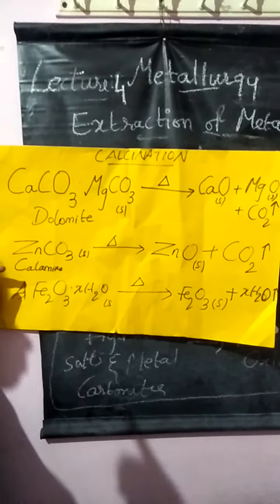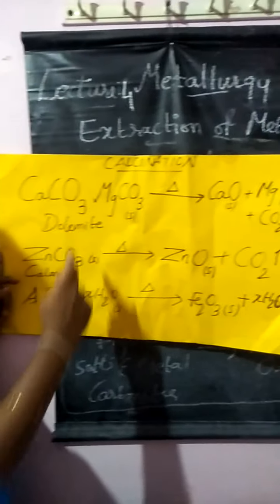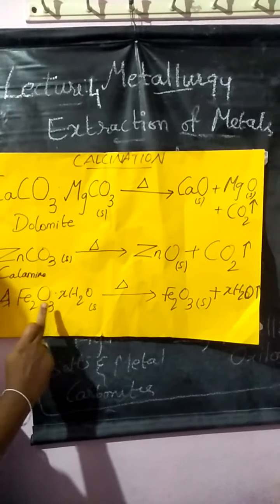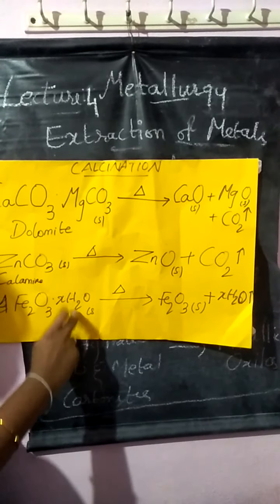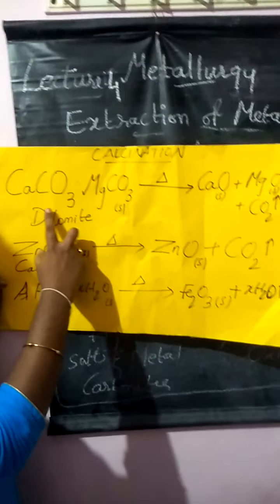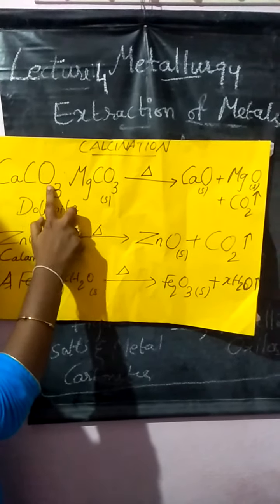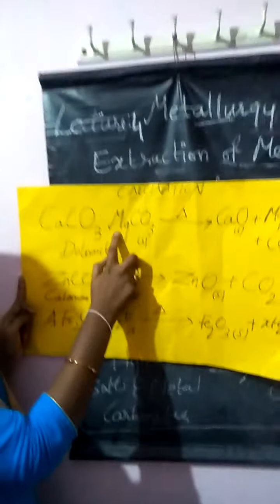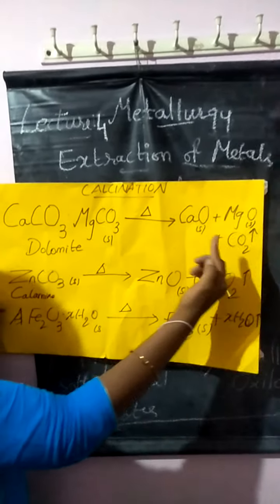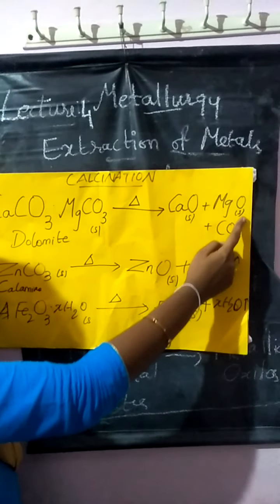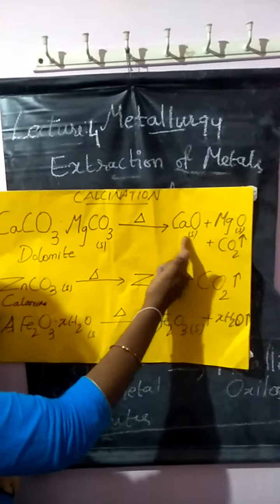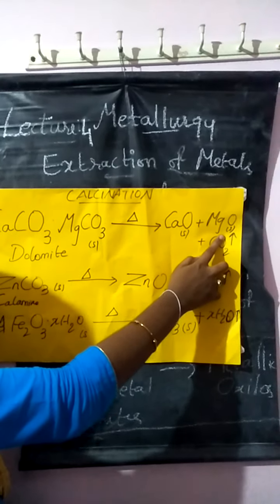So which type of ores are heated? Carbonate ores or hydrated salts. This is an example of a hydrated salt and this is a carbonate ore. When I heat this, what is happening? The carbonate form of calcium carbonate and magnesium carbonate, this is dolomite, is getting converted into carbon dioxide and it is going out as a gas. And calcium carbonate is getting converted into calcium oxide and magnesium carbonate into magnesium oxide.